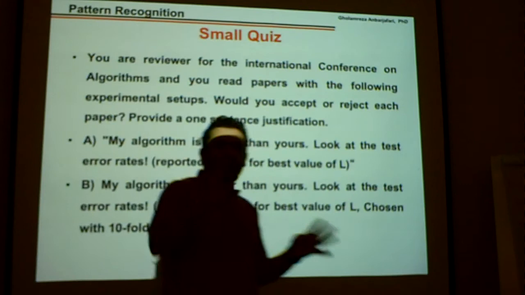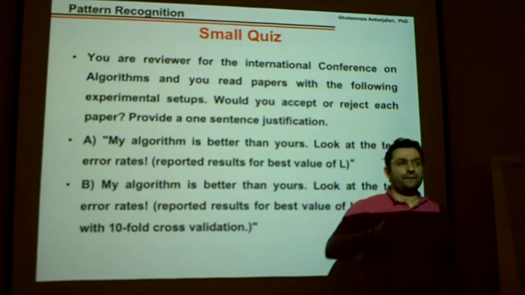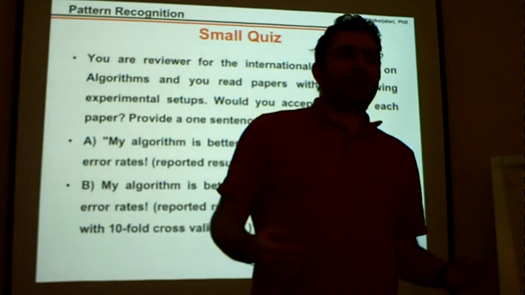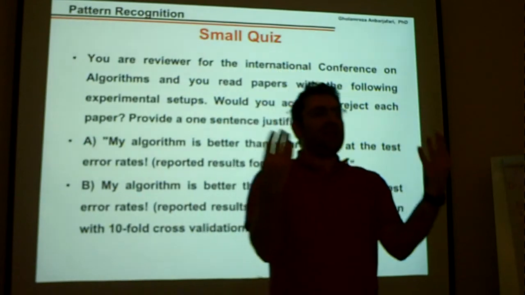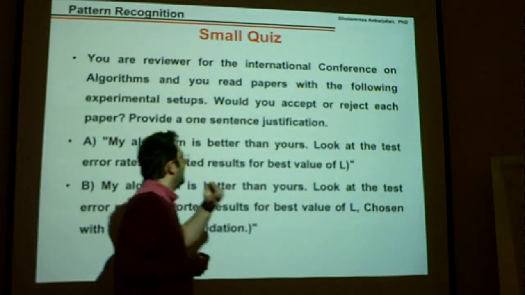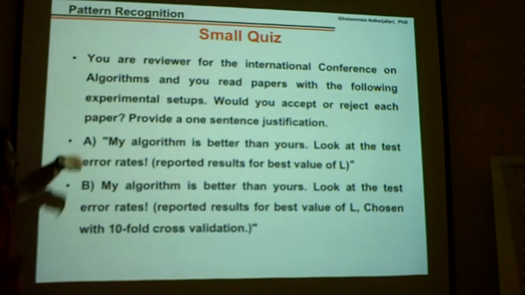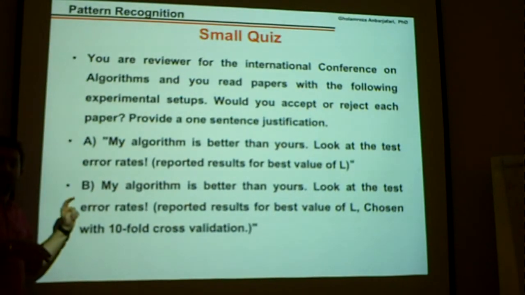You are a reviewer of a conference paper in this case. And you are facing two papers, let's say of the same topic, which have two statements. Now you have to make up your mind whether you want to accept or reject these papers. You can accept both of them, you can reject both of them, but you have to provide a reasoning.